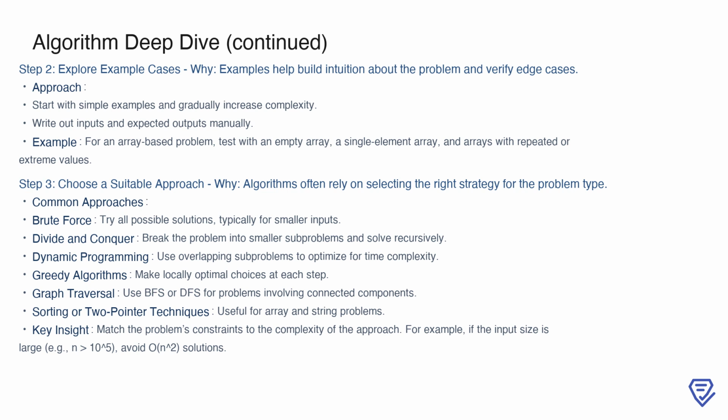For graph-related problems, breadth-first or depth-first search can be effective, while array and string problems often benefit from sorting or two-pointer techniques. The key is to align the problem's constraints with the most suitable algorithmic approach, especially for large inputs, where you'll want to avoid inefficient solutions like O(n²).